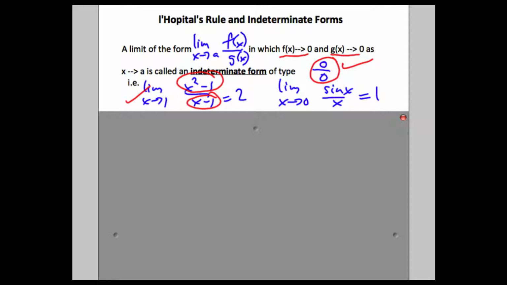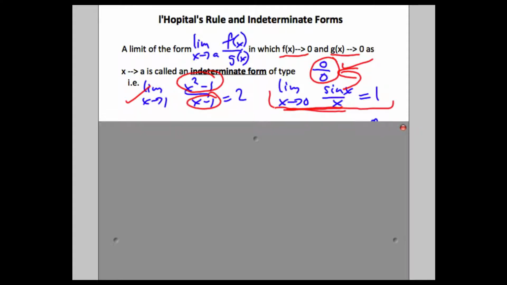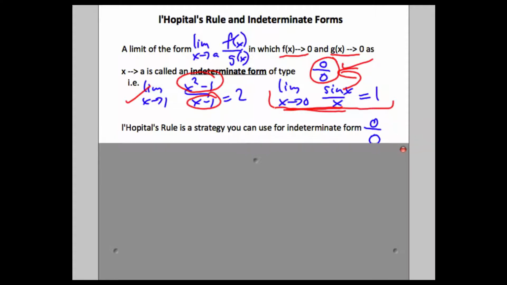Same situation on the second limit. As x approaches 0, sine of 0 approaches 0, and same on the bottom, we approach 0. So we again have an indeterminate form. It means that we can't determine the answer to this limit just by knowing that it's approaching 0 on the numerator and denominator. So we have to do some other things. We have talked about a proof of this limit in the past, but there is another method that we can go to, and this is called L'Hopital's rule.